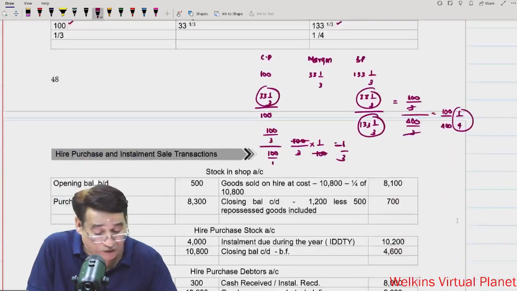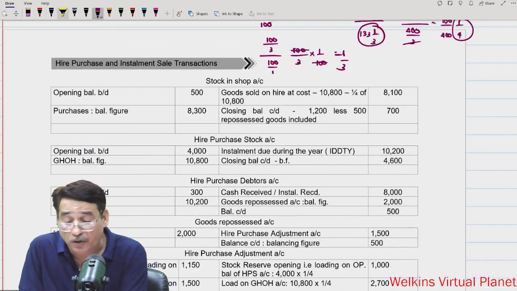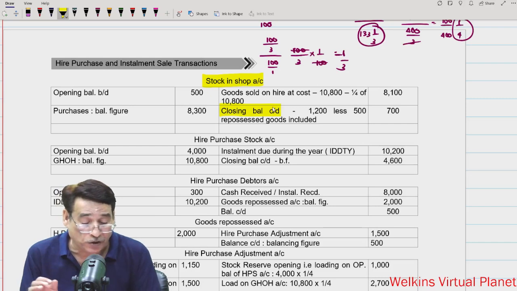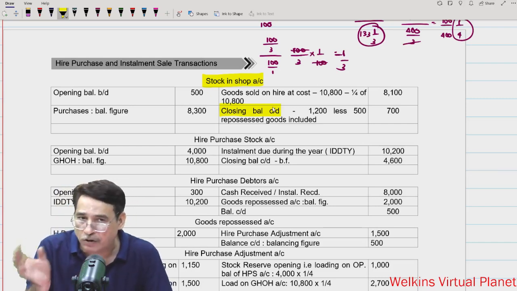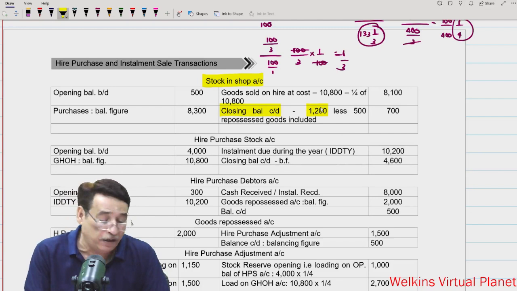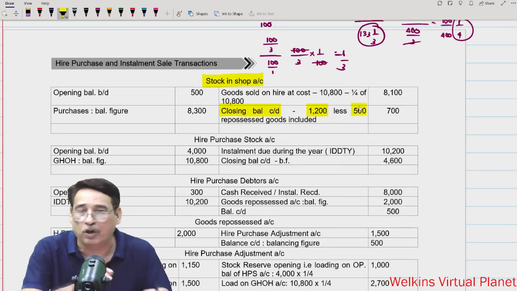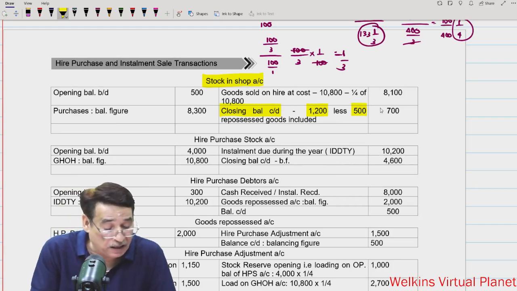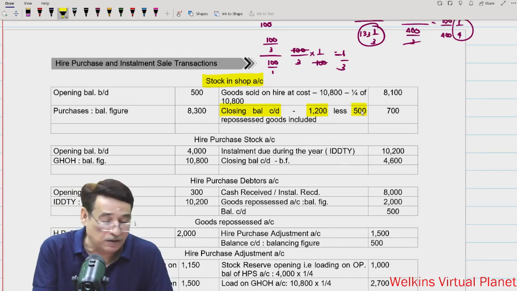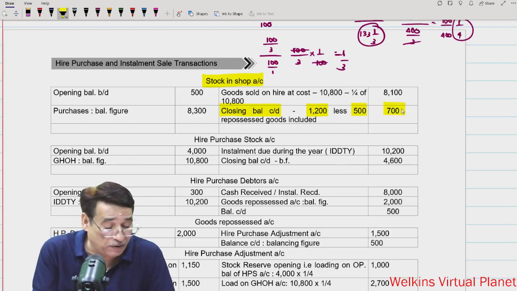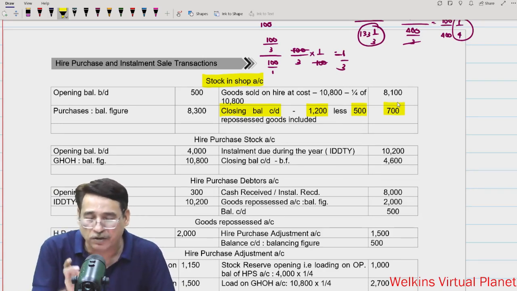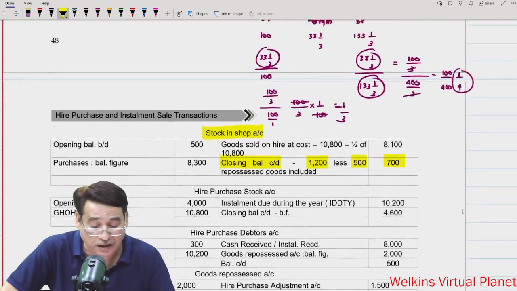What does it mean? That means when you prepare the stock in shop account, you know, in one question we did earlier, over there also I told you, whenever we write the closing balance of stock in shop account, it should be exclusive of goods repossessed. So when you write the closing balance 1200, you subtract this value, because this value is included in it. So if 1200 is the normal closing value, but it includes 500 goods repossessed, then 1200 minus 500, so 700 will be the value exclusive of goods repossessed. We must write the value which is exclusive of goods repossessed. So this is the point which you need to understand in this particular question.